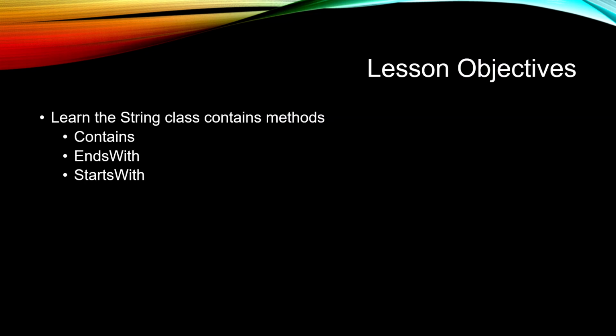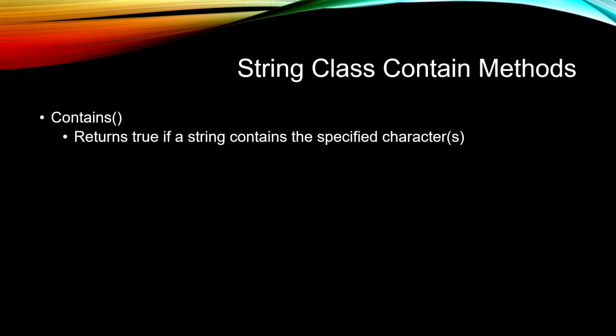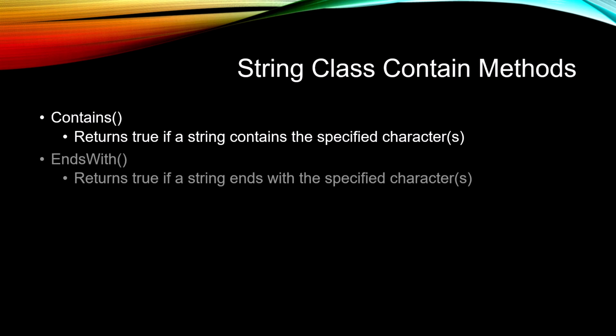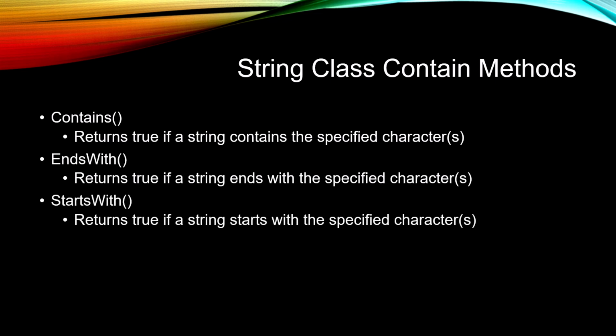For this lesson, I'm going to assume that you are familiar with C# and .NET. The objectives for this lesson are to learn the different contains methods within the string class. This includes the Contains method, the EndsWith method, and the StartsWith method. The Contains method returns true if a string contains the specified characters you're looking for. EndsWith returns true if a string ends with the specified characters you're looking for. And StartsWith returns true if a string starts with the specified character or characters you are looking for.